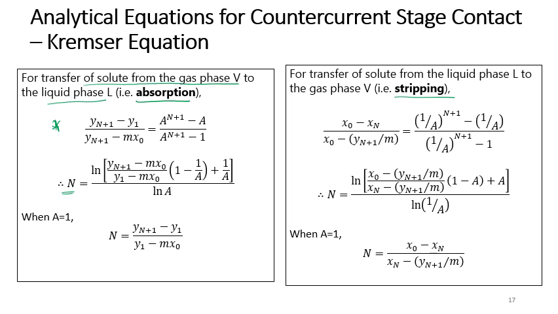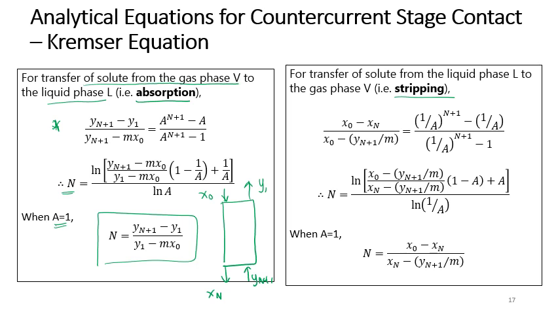You should know by now what y_(N+1), y1, and x0 are and where they are located. Here is y_(N+1), here is xN, but it's not in the equation. Here is y1, here is x0. In the case of absorption where the absorption factor A equals 1, the equation simplifies to just this.